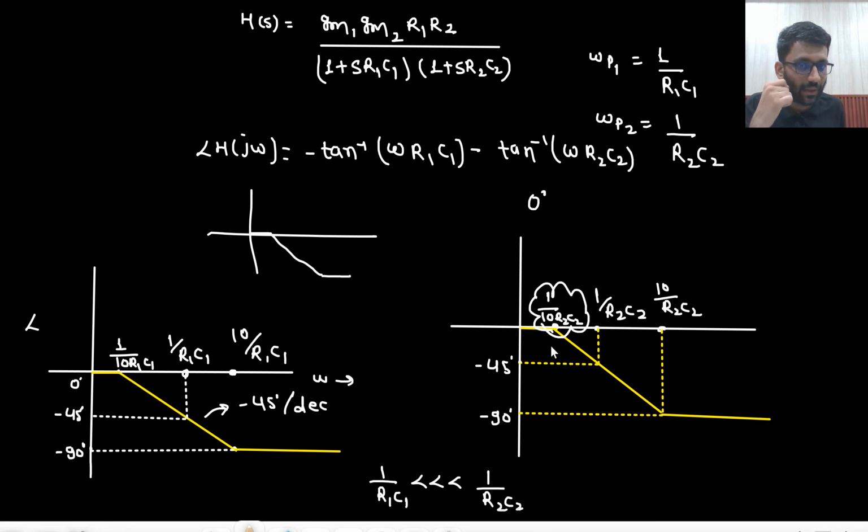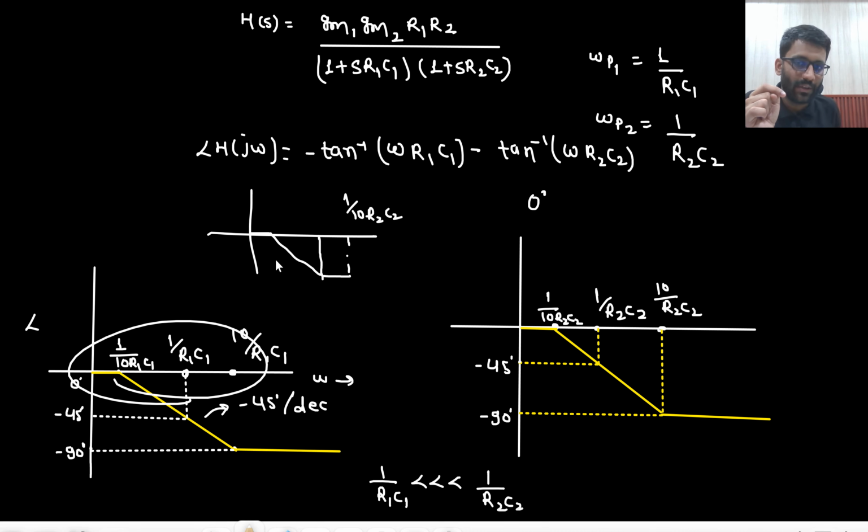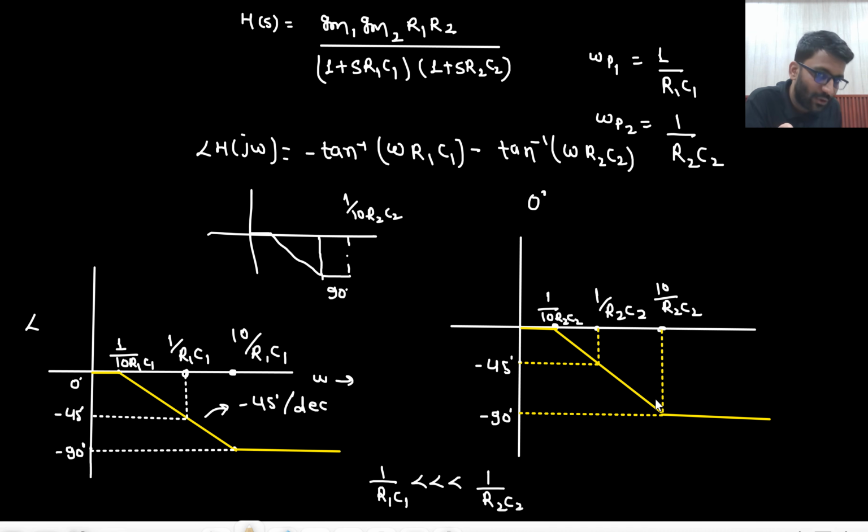Are you getting this point? Now these values will come. So now here 1 by 10 R2C2 will come. Till this point, all these values have come. You are just adding up, nothing else, just a simple addition of two graphs. Now these values will come. You are already having 90 degree here, 90 degree plus 0. After that, this slope you are having. So at this point, what you will have? Here you are already having minus 90. Minus 90 is going on.